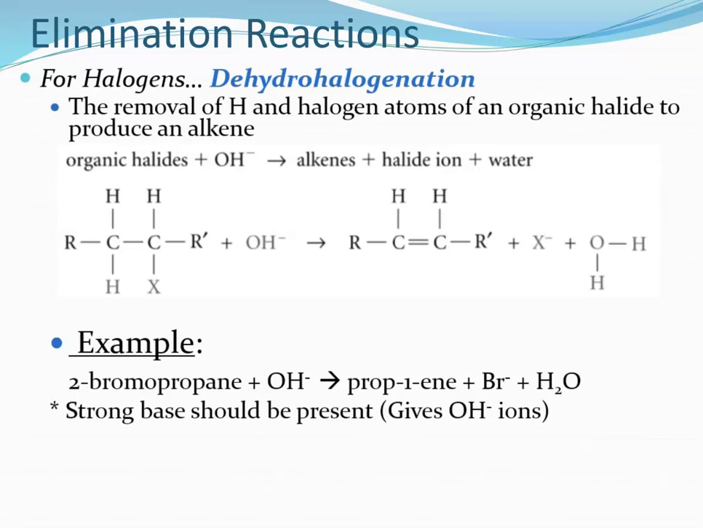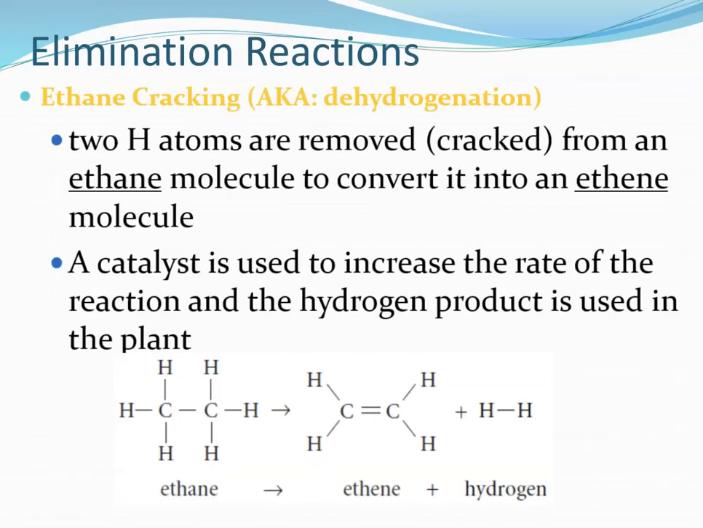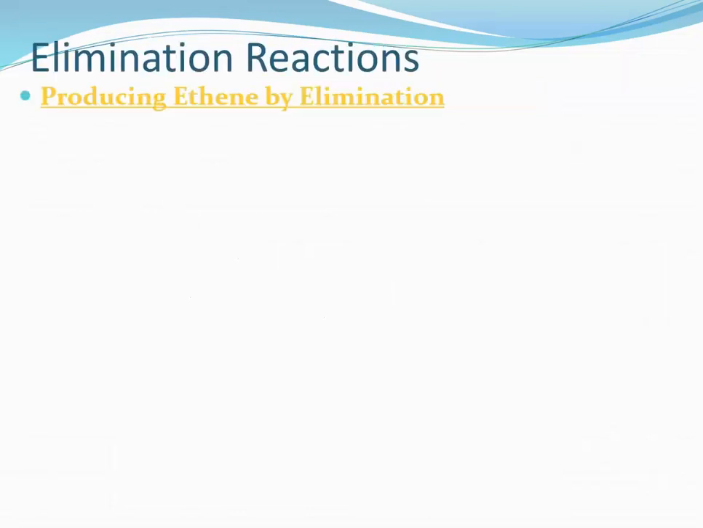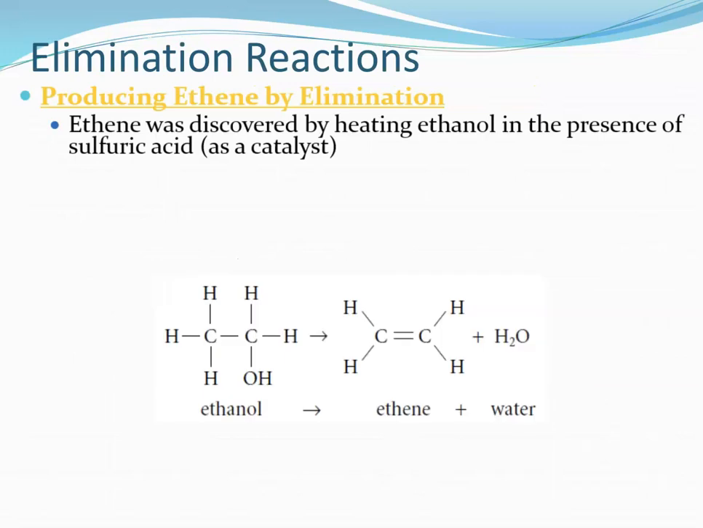When an alkane undergoes elimination reactions, we call it cracking or dehydrogenation. In the case of ethane, it can be converted to ethene. A catalyst is typically used, and hydrogen is a byproduct. Ethene is commonly made by putting ethanol through an elimination reaction. Different catalysts include sulfuric acid, aluminum oxide, and phosphoric acid.